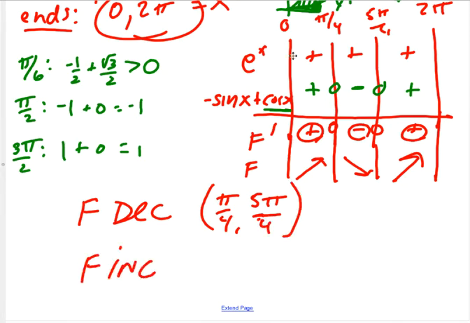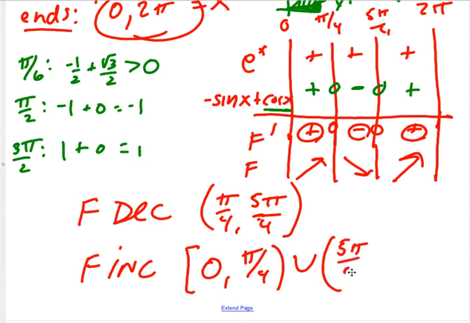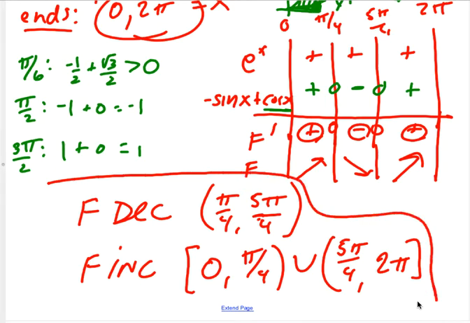It's not actually 0. F prime is not 0 on the ends. The 0 and 2 pi only showed up as endpoints. So it's increasing from 0 to pi over 4. 0 would be included because f prime is not 0 at 0. And from 5 pi over 4 until 2 pi, and again, 2 pi would be included for the same reason. So there's increasing and decreasing.